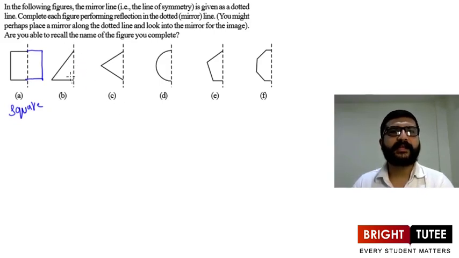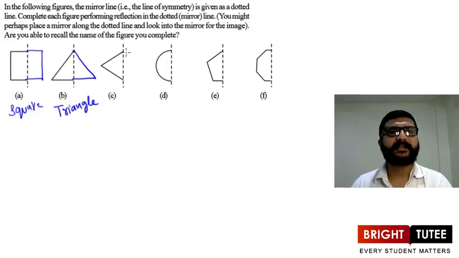Now let's see the next one. Here this dotted line is the line of symmetry or the mirror line. Now we have to draw the reflection of this figure. So it will be like this. Now the figure is completed. What kind of figure is it? It is a triangle. Now let's see the next one.